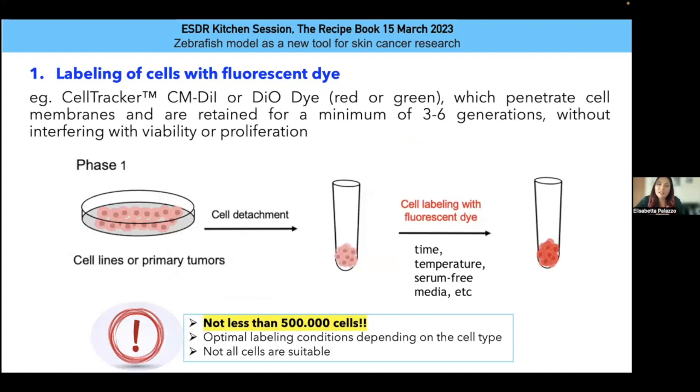One thing I need to remind you of is that it's true that we are going to inject a really low number of cells, but in our experience, we need to start with a suspension of at least 500,000 cells, because the risk is having a lower number of fish or zebrafish with exactly the same amount of cells.